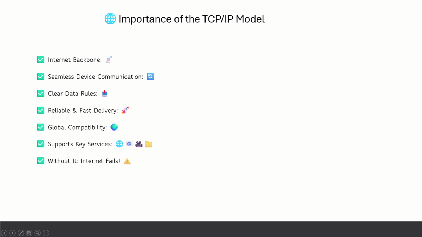I hope you now have a clear understanding of the TCP/IP model and its working process.